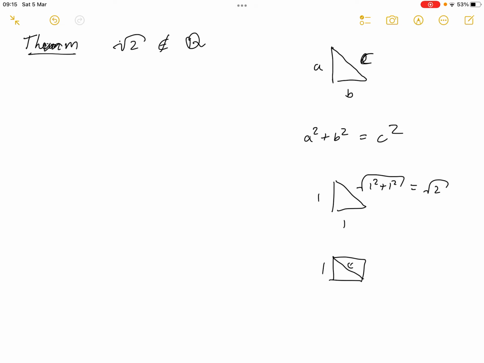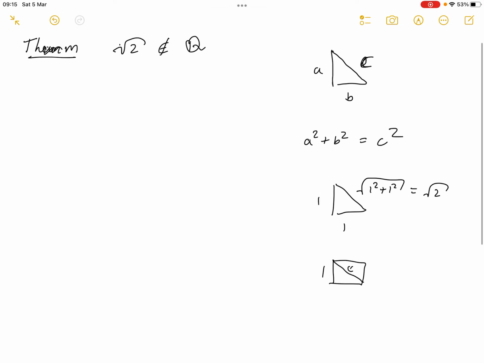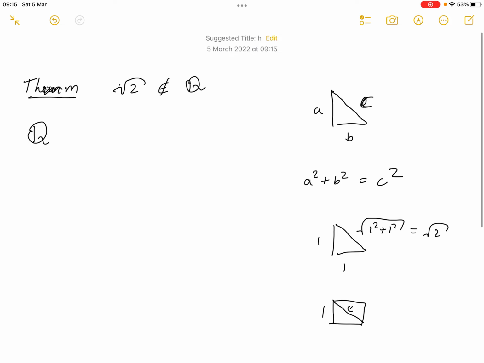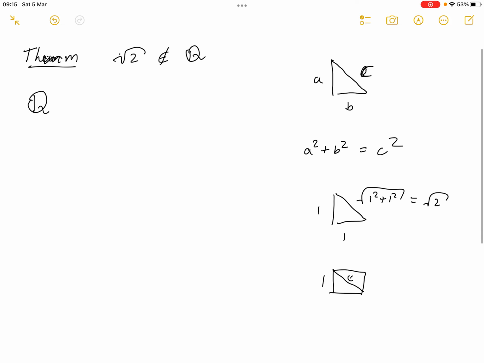Now, what we have to show here for this theorem is that this is not rational. So what do we mean by rational? So you might not have seen rationals before. So a rational number is a number that can be written as m over n, where m and n are both whole numbers, or the integers.